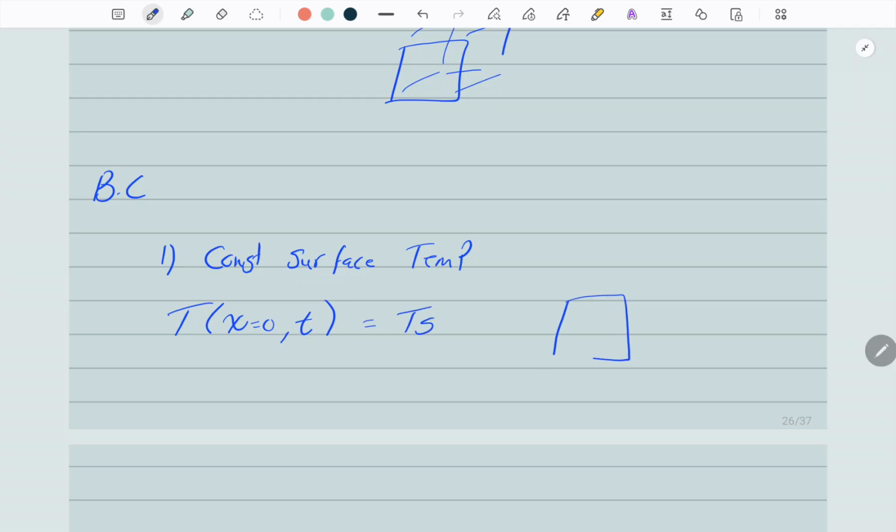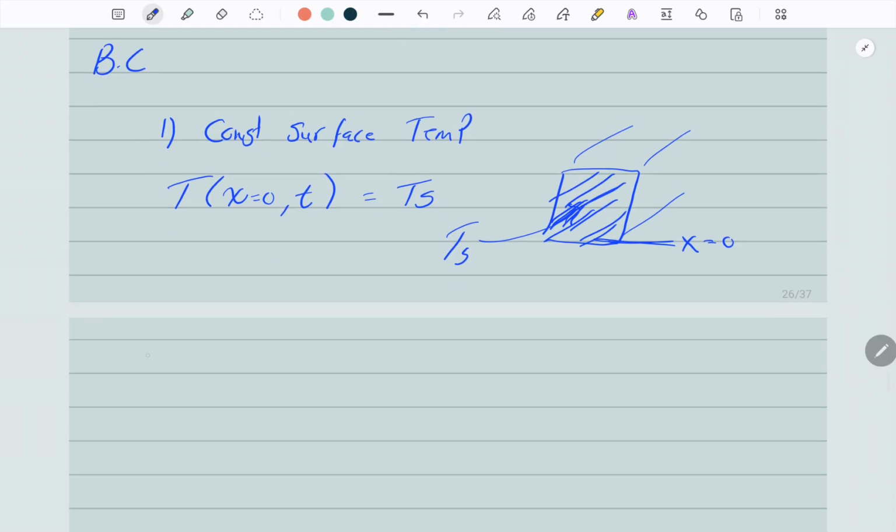So for example, if we take a differential solid, and at x equals 0, at this point here, this temperature at the surface, that is your T surface.